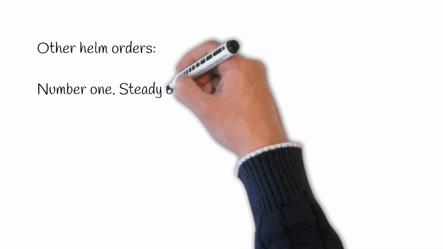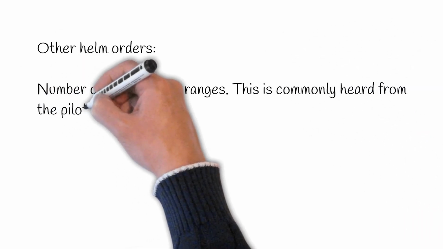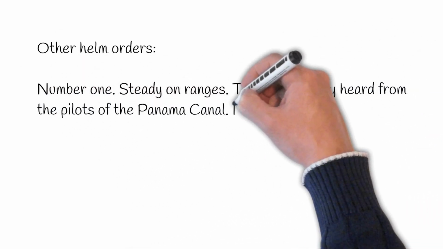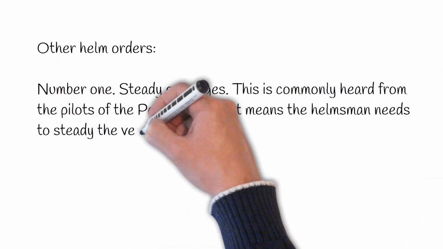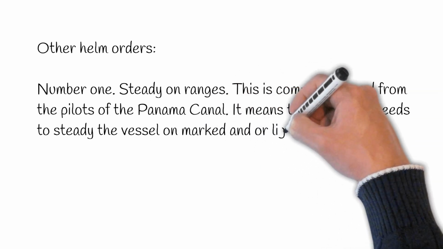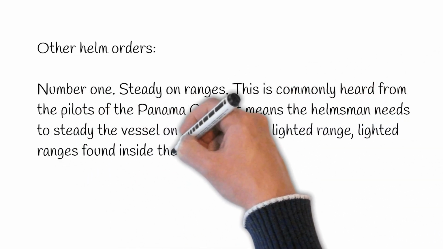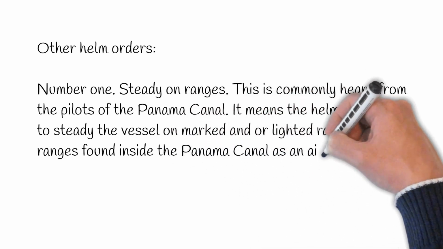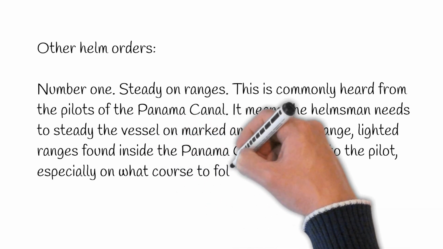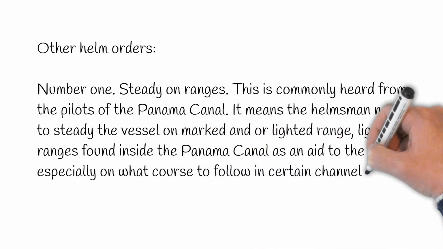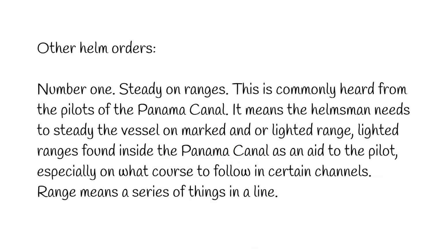Other helm orders. Number 1. Steady on ranges. This is commonly heard from the pilots of the Panama Canal. It means the helmsman needs to steady the vessel on marked and/or lighted range. Lighted ranges are found inside the Panama Canal as an aid to the pilot, especially on what course to follow in certain channels. Range means a series of things in a line.